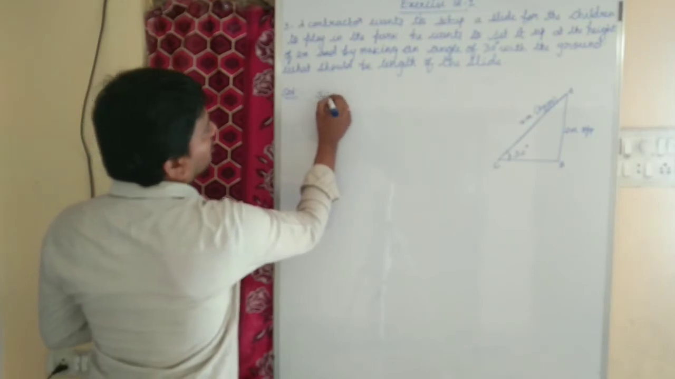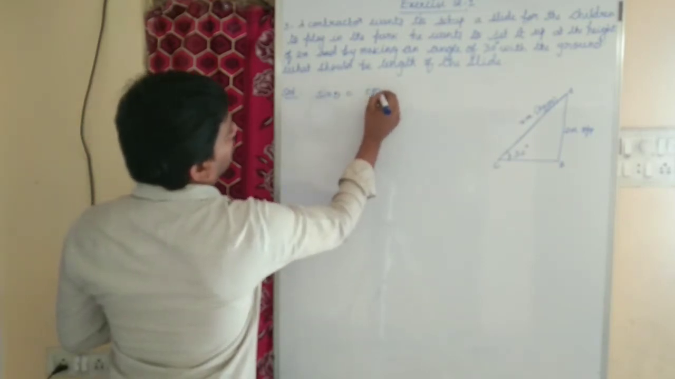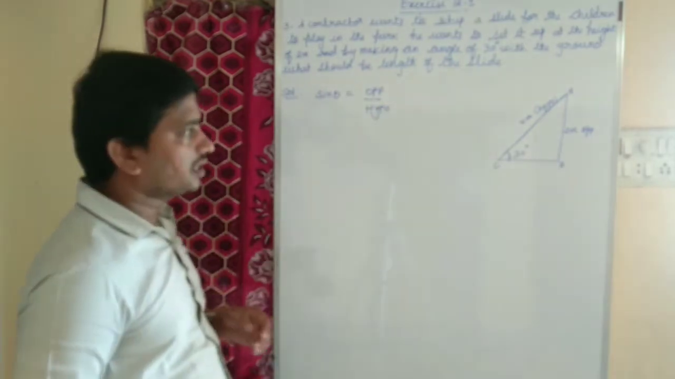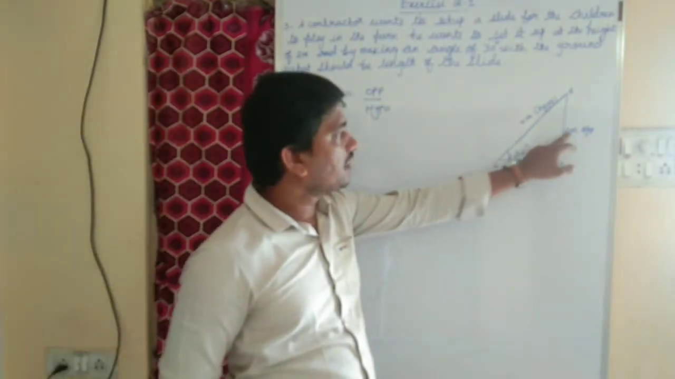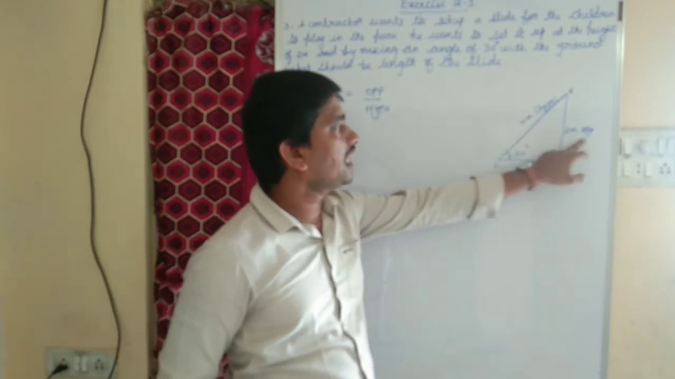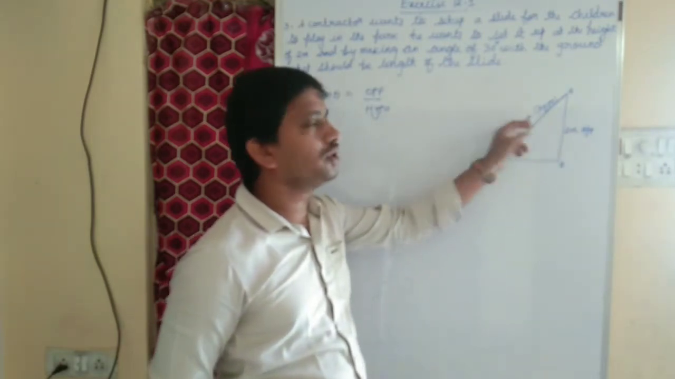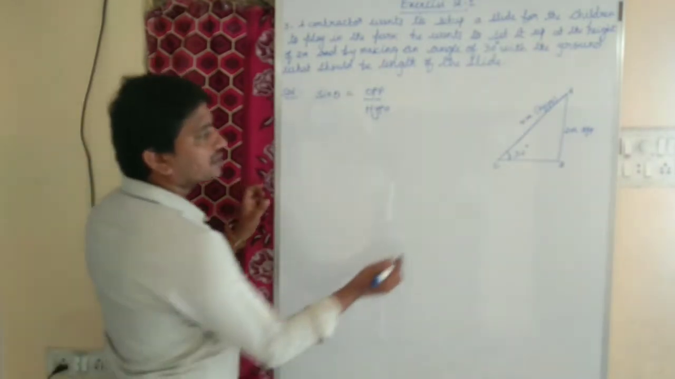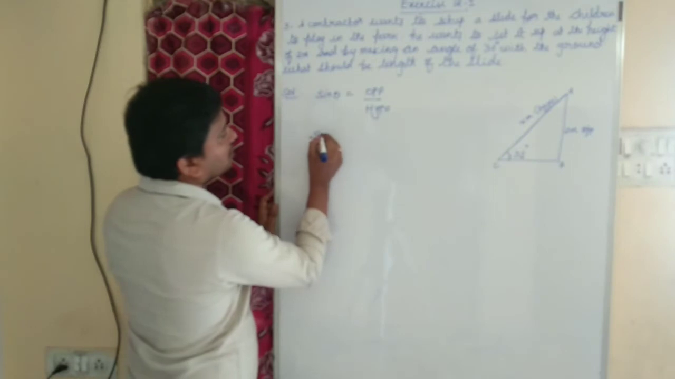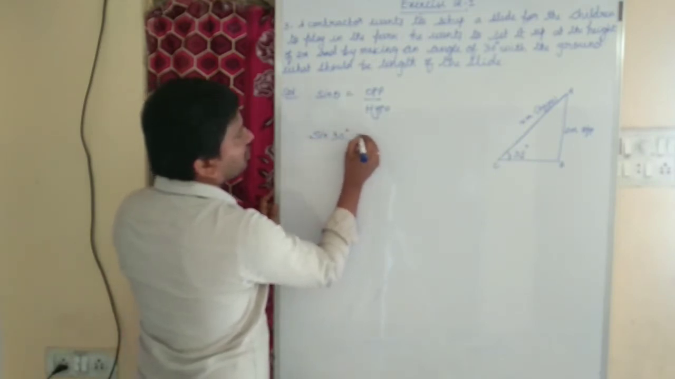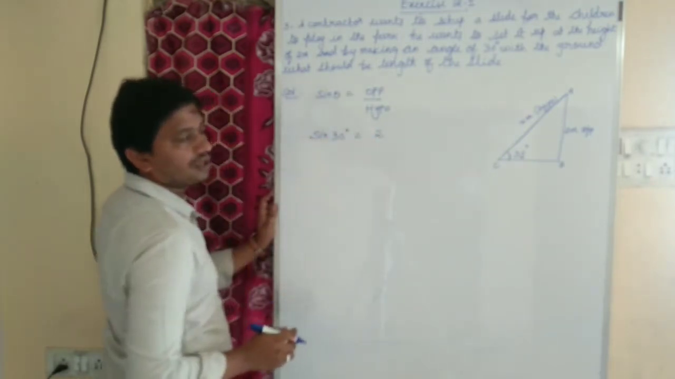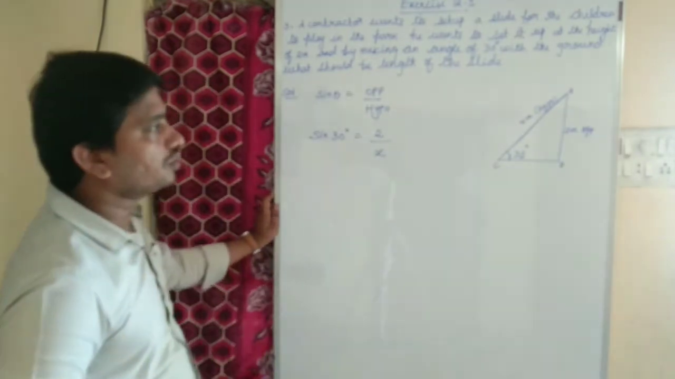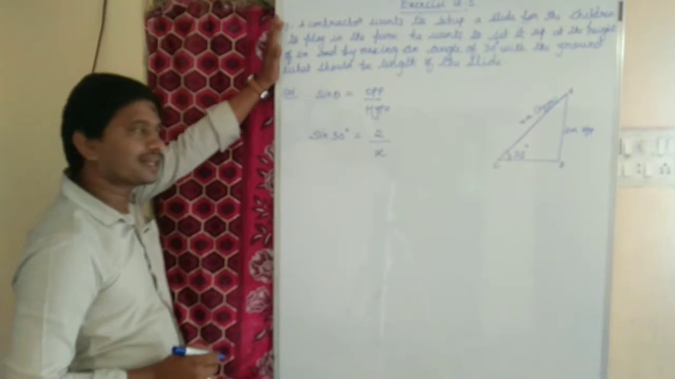That will be sin theta. Sin theta equal to opposite by hypotenuse. Yes or no children? Opposite we have, we don't have hypotenuse. We have a relationship between opposite and hypotenuse whose trigonometric function is sin theta. Here theta value how much? Which is 30 degrees. Sin 30 equal to opposite, AB, which is 2 meters, and hypotenuse we don't know. We have to find out. That is our length of the slide, x meters.